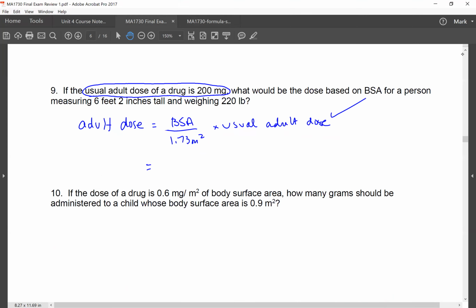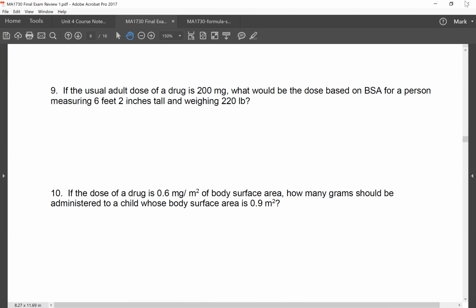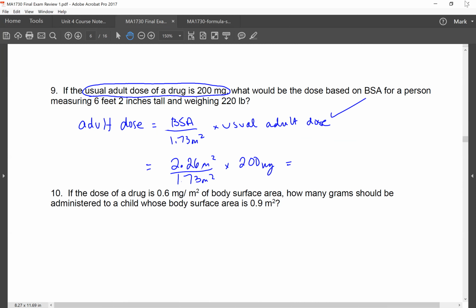My adult dose is going to be my BSA. What did I just say it was? 2.26 meters squared over 1.73 meters squared times the usual adult dose, 200 milligrams, and there we go. So 2.26 divided by 1.73, there's a decimal here, guys, times 200 will give me 261.2 milligrams. I'll just leave it like that.